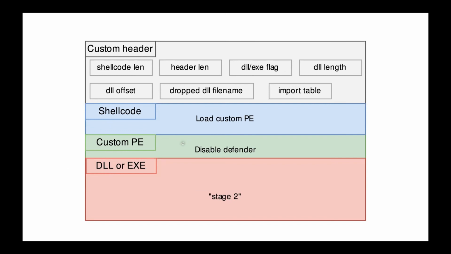And then all that custom PE does is disable Windows Defender, which I found really disappointing. I'm spending quite a lot of time reversing that and trying to work out what it did. It uses, I think, the registry and the WMI and something like that to disable Windows Defender. So that's quite dull, really. And then it executes stage 2.